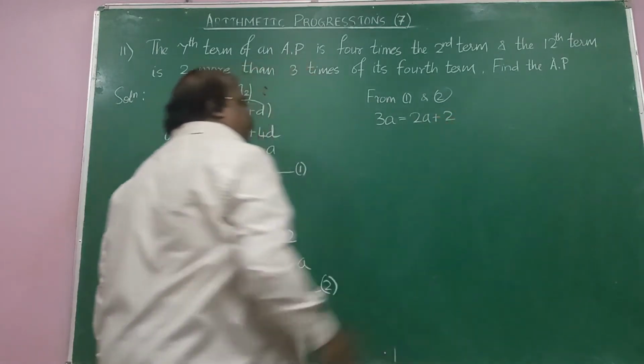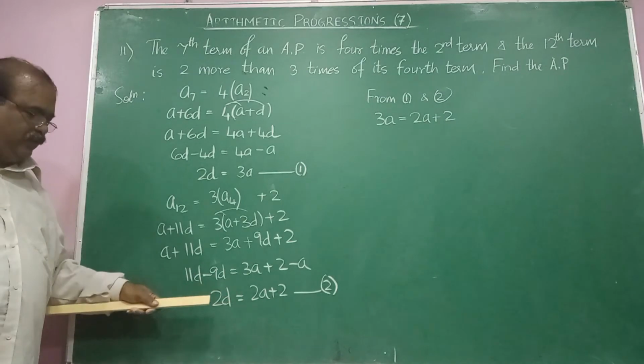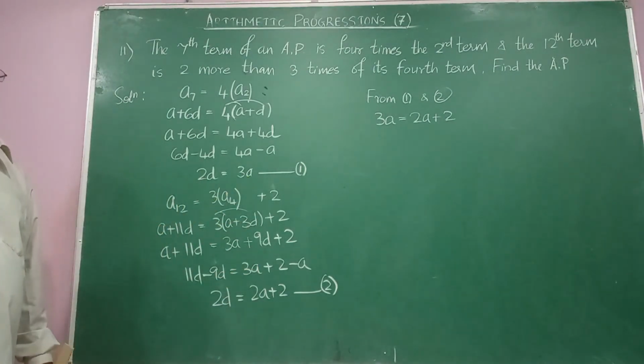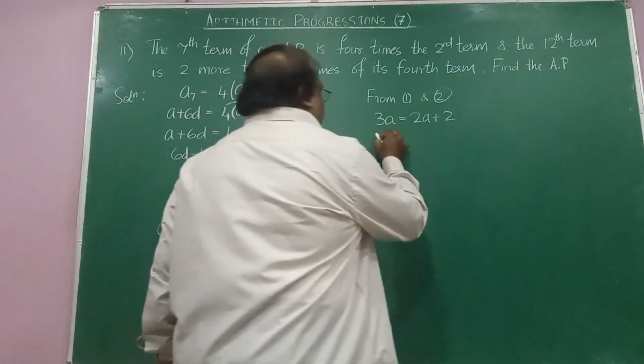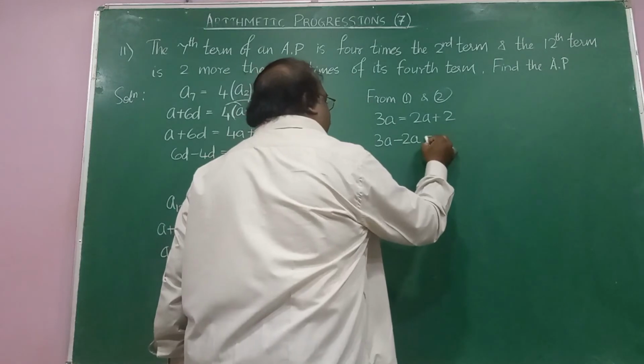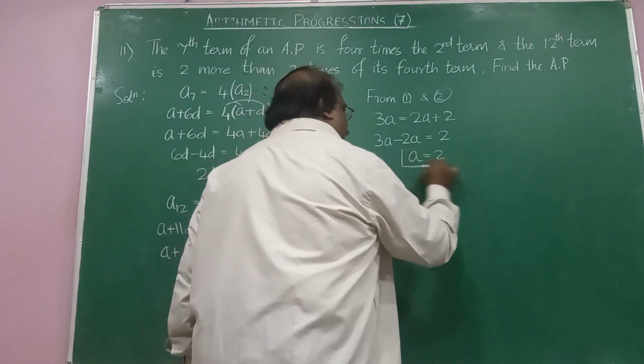See, I have done it, I said, in a different way. Since this is equal to 2D, and this is also equal to 2D, 3A has to be equal to 2A plus 2. So 3A, and 2A coming this side, minus 2A. So you get A is equal to 2.